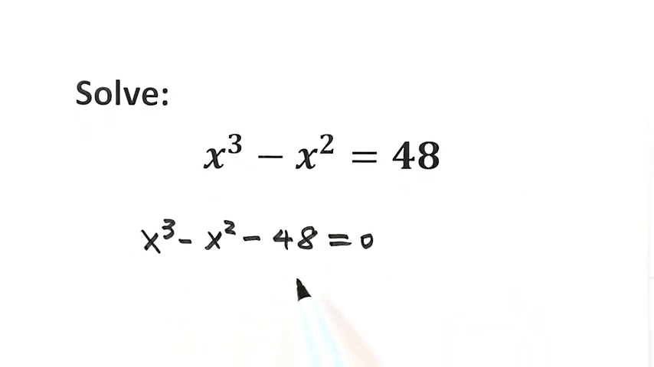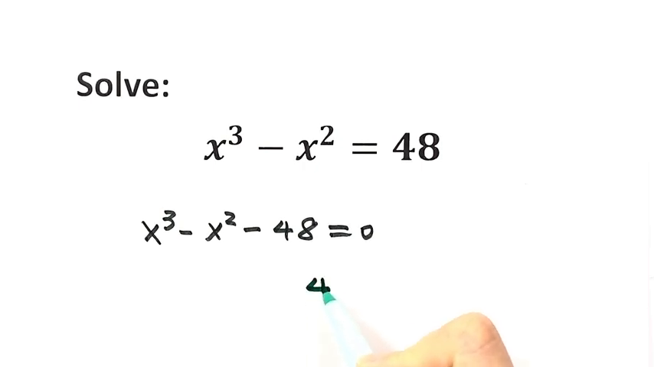So here we have 3 terms. We want to turn it into 4 terms. Because here we have x to the third minus x squared, then we are hoping we can rewrite 48 as a number to the third minus a number squared. So let's factorize 48. So here 48 equals 16 times 3.